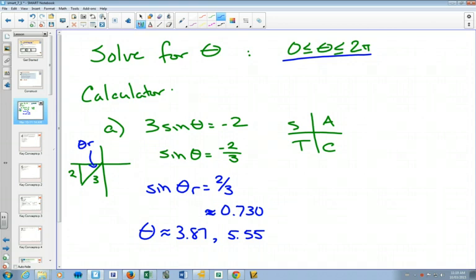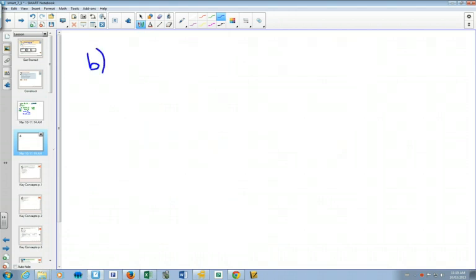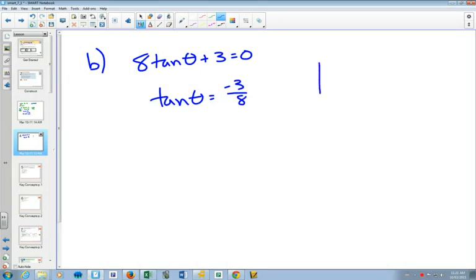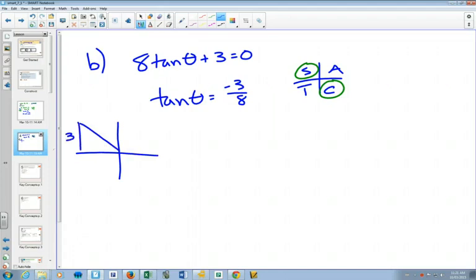I'm going to give you a second one. I'm going to get you to try it. Okay? So here's B, 8 tan theta plus 3 equals 0. Getting tan by itself, were you able to get -3/8? Thinking of the CAST rule, then this is going to be in quadrants 2 and 4 where tan is negative. If I drew one of them, the opposite side would be 3, the adjacent would be 8, and here's our reference angle.